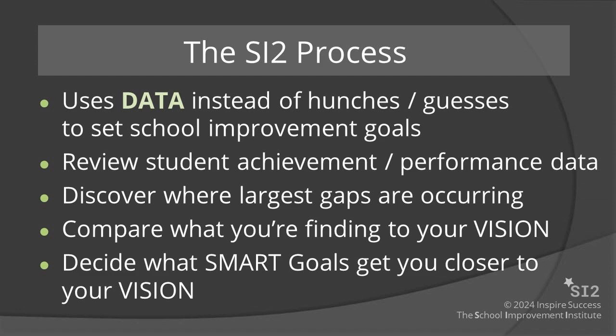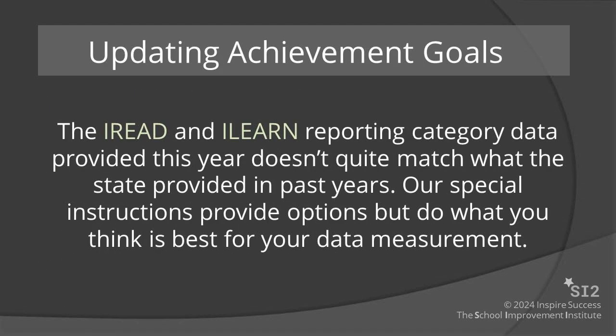You will notice that the system won't let you move forward in this module until you've updated your student achievement data, so hopefully you have completed those steps. We want to note here that the iRead and iLearn reporting category data provided this year doesn't quite match up with what we have from the past years, so keep this in consideration while working with the data. We feel that our new instructions for this earlier update achievement data task are the best option for working through this, but do what you think is best for your data measurement. We are working with IDOE to improve and align this data.